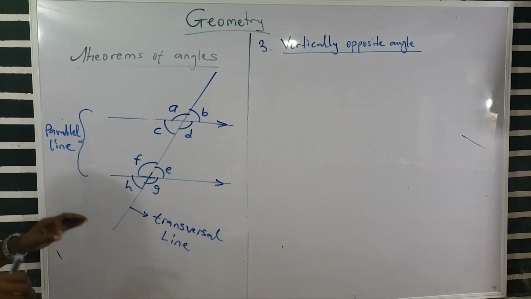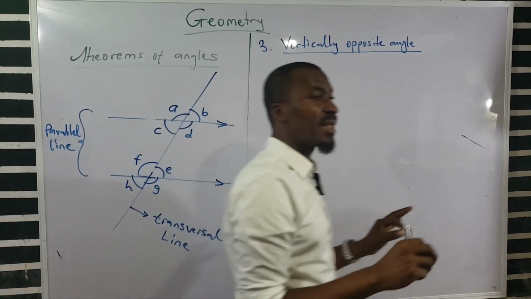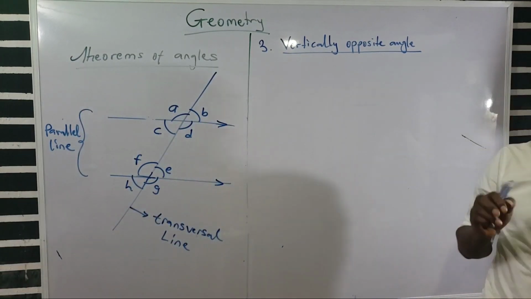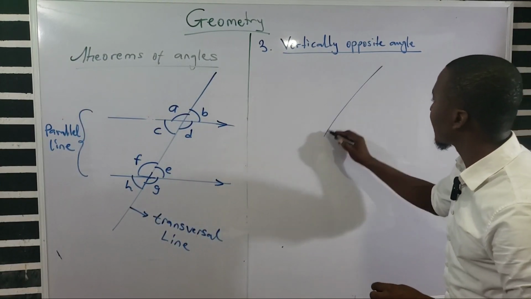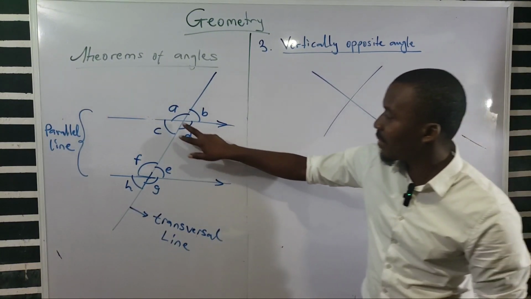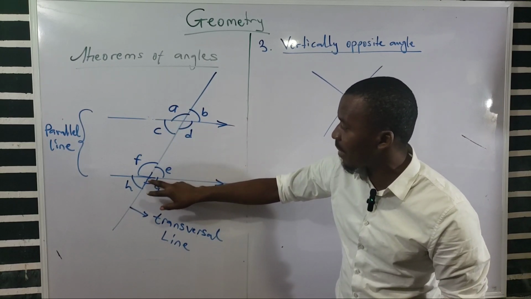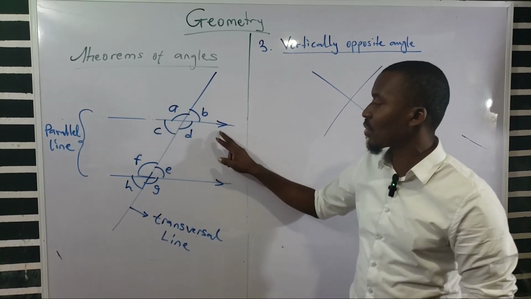Okay. So when do we have vertically opposite angles? Vertically opposite angles occur any time that you have two lines that cross each other. Okay, you can see it here. We have a vertically opposite angle here. We have a vertically opposite angle here because there are two lines that cross each other.